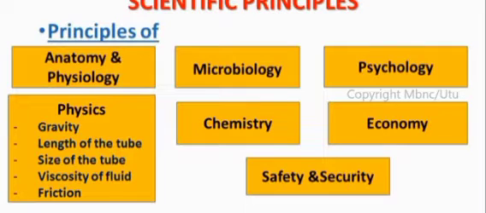Fifth principle, principle of chemistry. While we are inserting the NG tube, we apply lubricant jelly on the tip of the NG tube. Lubricating reduces the friction, and it will be easy to introduce into the nasal cavity as well as into the pharynx and esophagus. The second effect is the local anesthetic. Because of the local anesthetic in the jelly, the patient has reduced pain and discomfort.